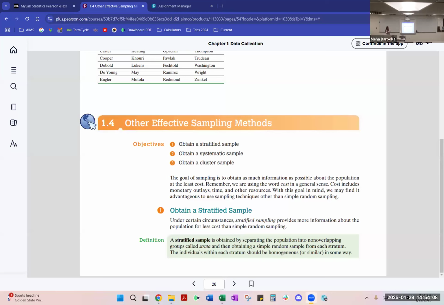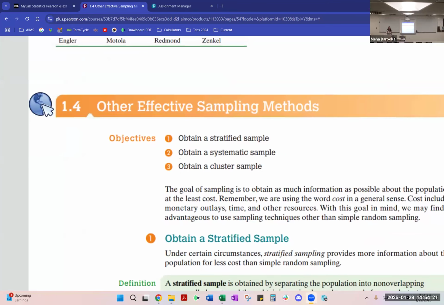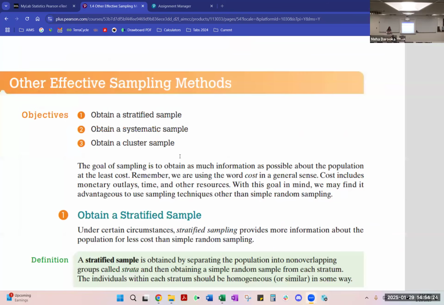Section 1.4. So this is where we are now introducing the other types of sampling methods. And remember how we were talking about this last time. You want to make sure that whatever sample you select is a good representative of your population.